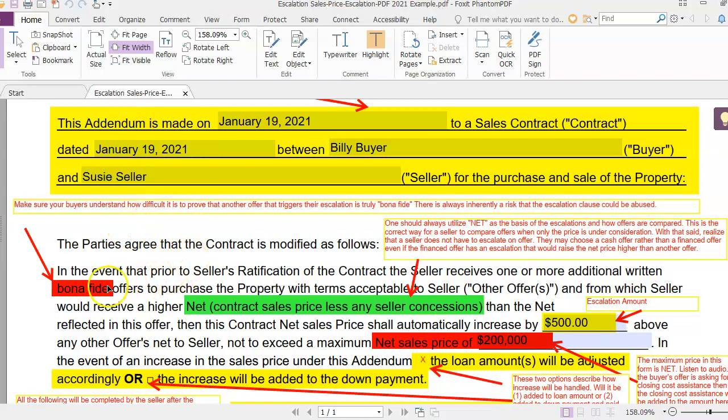So bona fide, just explain to them that, hey, look, with a bona fide offer, there is no legal remedy. We're not going to be able to subpoena records, I don't think. And I guess they could try.